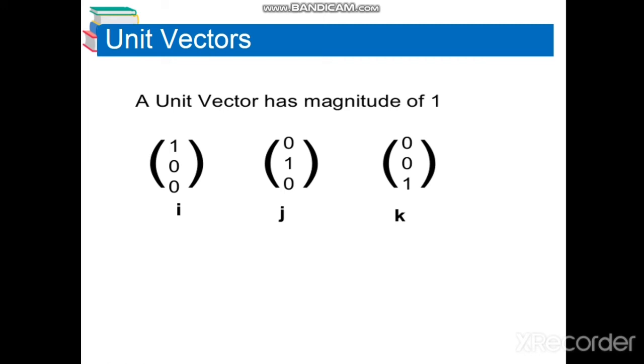There is another way to write the unit vector. As you can see here, for i we write it as 1, 0, 0. For j we write it as 0, 1, 0. For k we write 0, 0, 1. Here, the first one is for x-axis, the second one is for y-axis, and the third is for z-axis. So it means that here i is 1 and j and k are 0. But here j is 1 while i and k are 0, and in this case i and j are 0 while k is equal to 1.